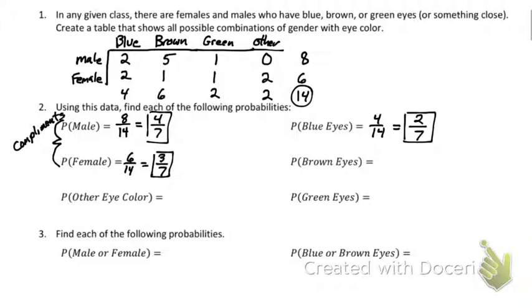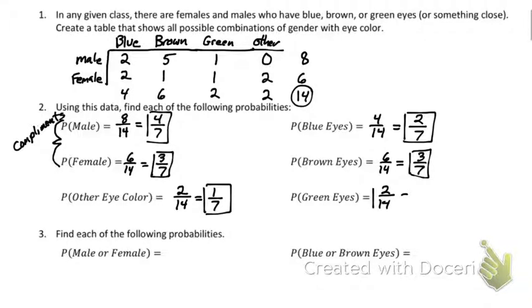6 over 14, so 3 over 7. I like giving me that 6 over 14. It makes our life a little easier to see where it's pulling from. And then we have 3 over 7. All right, probability of another eye color. I'll finish this one. We should have 2, right? We should have 2 over 14 or 1 over 7. And then green, just to finish this off, green is 2 also over 14, which would equal 1 over 7.